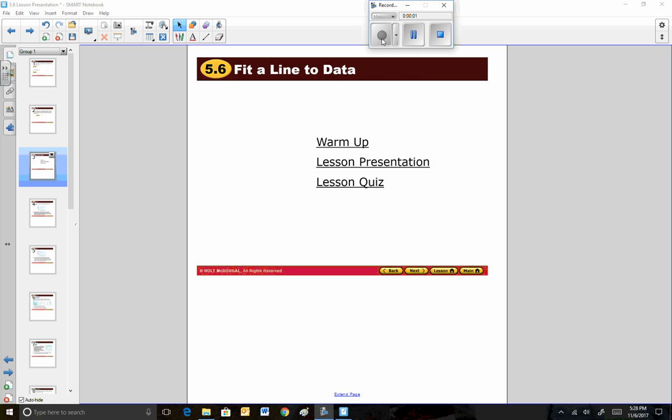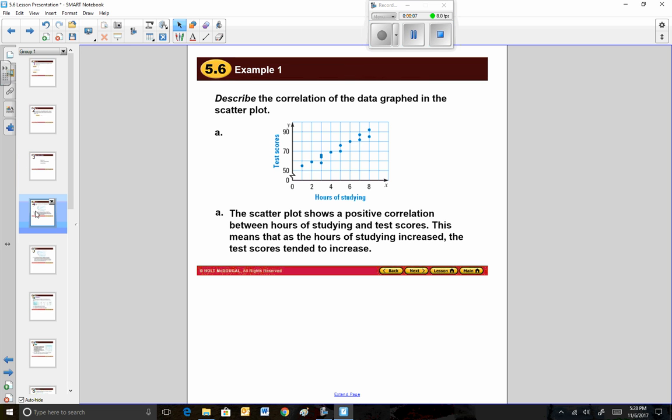Everyone. Today we're going to learn how to fit a line to data, also known as the line of best fit. Let's take a look at the first scenario.